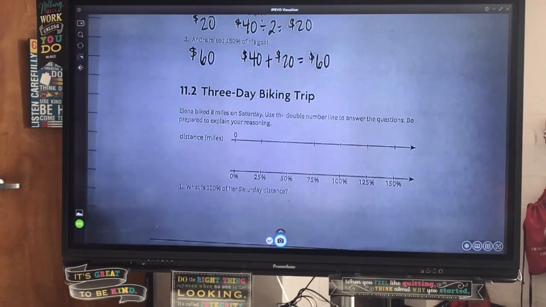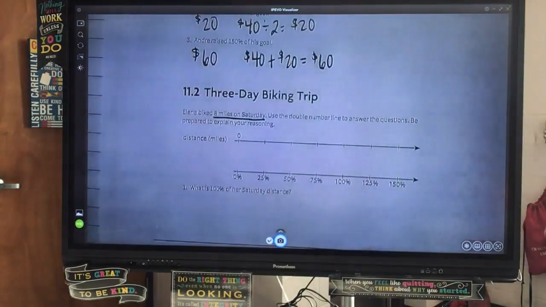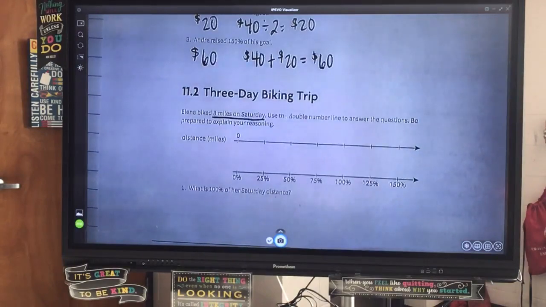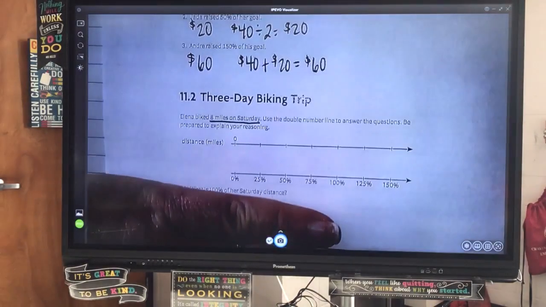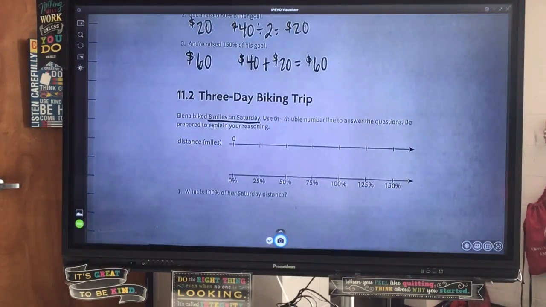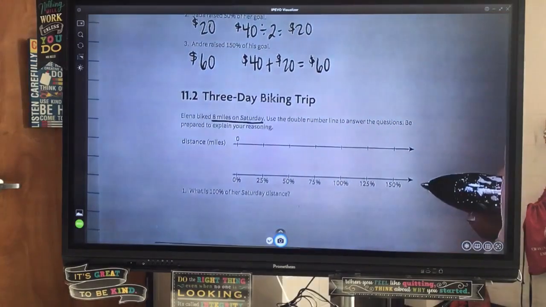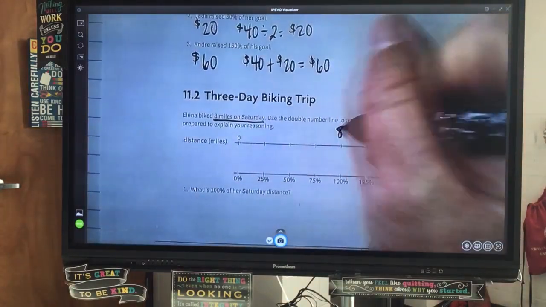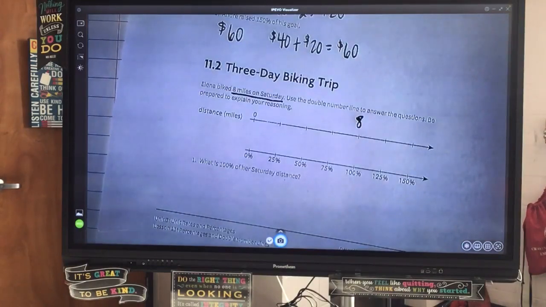All right, so 8 miles on Saturday. What does 8 miles represent? We're not looking at this, we're just looking at how we are going to fill out our double number line. So 8 miles on Saturday, what does that represent? Think about percentages. Ronnie? Wouldn't that equal 100%? Yes, that is how far she went on Saturday. That is her total. It tells us that she went 8 miles on Saturday. So find your 100% over here, and above it, I want you to write an 8. Does everybody understand why? Is there anybody who does not understand?